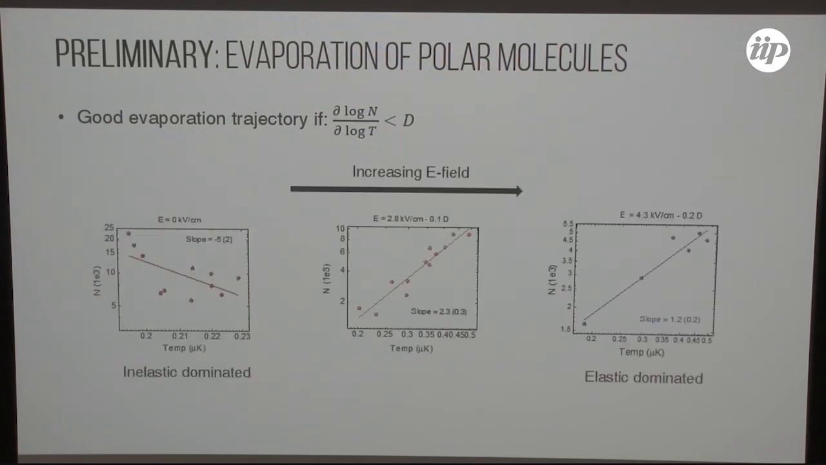And this is extremely preliminary again, but in the regime where we don't have a bias electric field, so essentially no dipolar interaction, we see that when we try to evaporate, so we put a gradient parallel to the disk, this evaporation trajectory is negative. So we essentially are just losing atom number and increasing in temperature. The time here is going like this. And this is extremely bad. This is showing again the inelastic dominated processes typical of polar molecules.